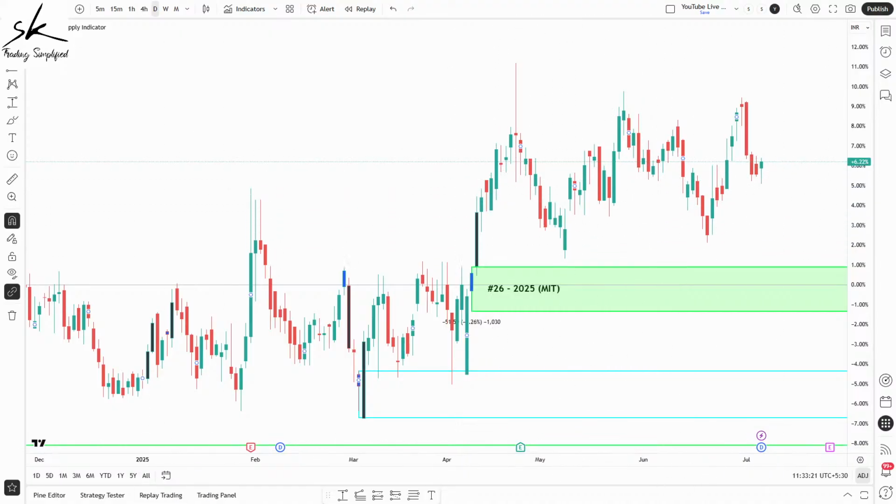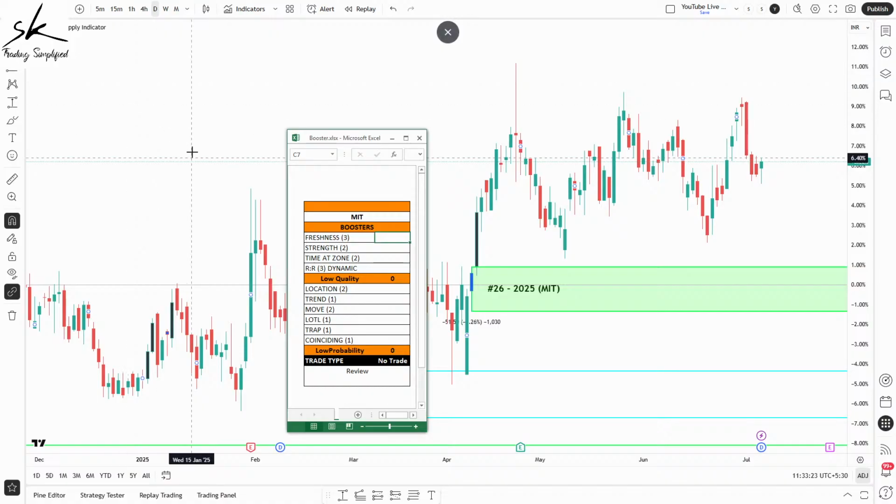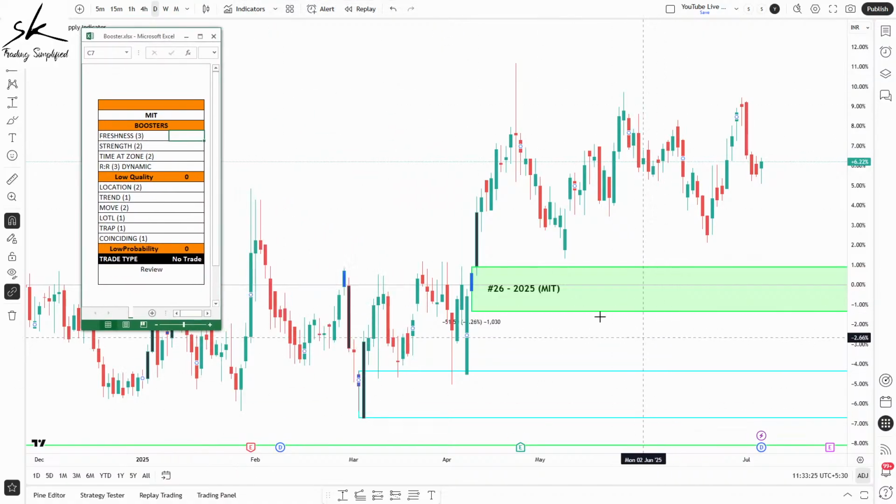So now that we know we have a qualified zone, the next step is to understand its booster scoring. So let's apply the boosters. The very first one is freshness. We can see the zone is fresh just based on the color of the zone as well. It is getting marked in green, and green basically implies it's a fresh zone for us. If it would be a tested zone, like here, you can see the color is marked in cyan.